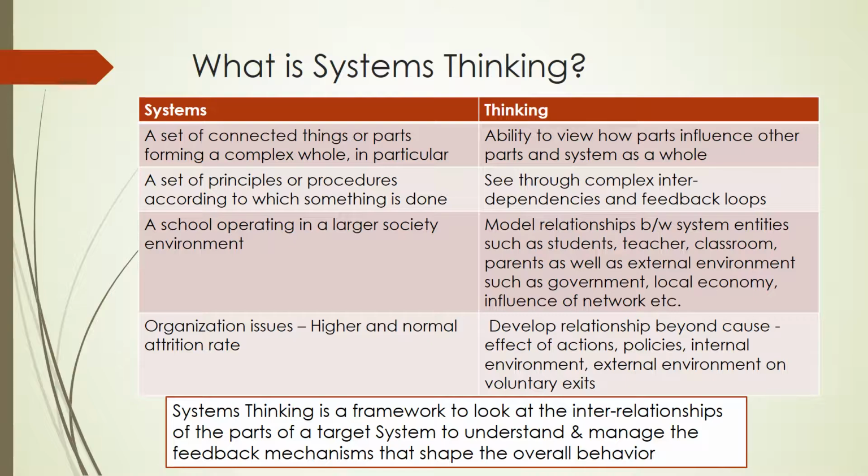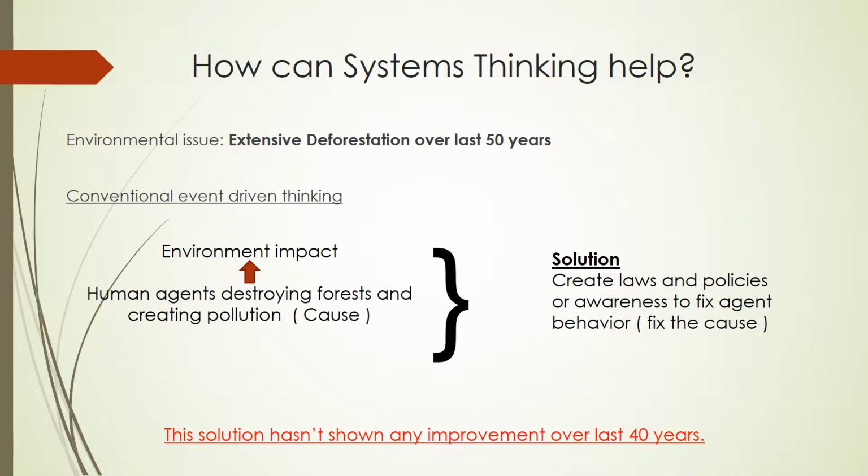So we came up with a systems thinking definition, which is to look at the interrelationships of the parts of a target system to understand and manage the feedback mechanisms that shape the overall behavior. To understand it a little better, and the difference between conventional thinking and systems thinking, let's look at a problem.